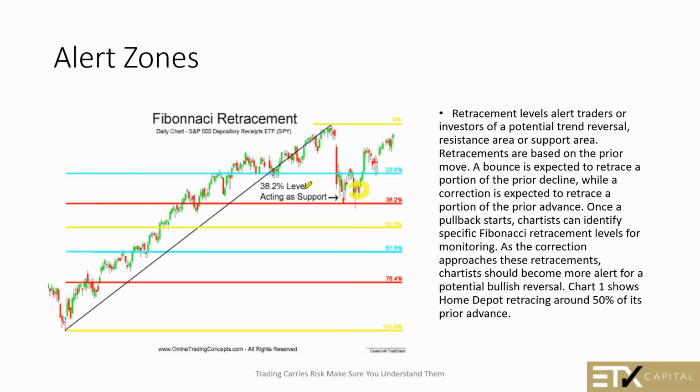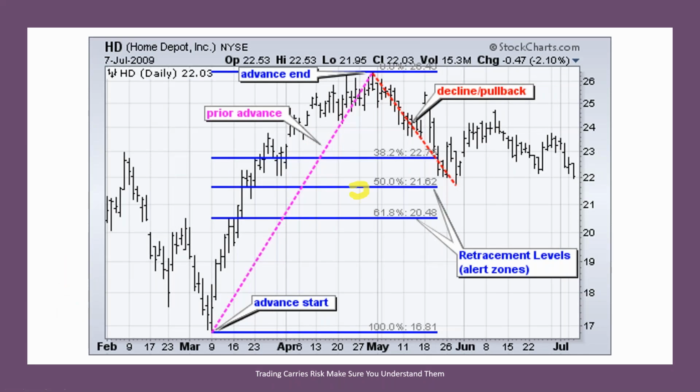So once a pullback starts, chartists can identify specific Fibonacci retracement levels for monitoring and alert. As the correction approaches these retracements, chartists should become more alert of a potential bullish reversal. So in here we can see the 38.2. In here we can see for Home Depot stock a beautiful retracement. So here was our prior uptrend. We moved into the downtrend, and look at that, we came right down to the retracement at that 38.2.